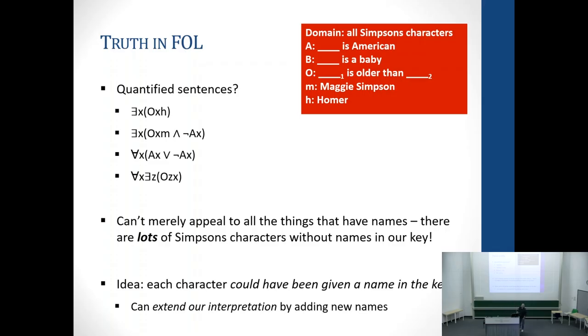And how about our third one? Our third one tells us everything in the domain is either in the extension of A or it's not. And that's just going to be true. No matter what you pick, it's either going to be an American or it'll be something else. Even the space aliens. And finally, our last sentence. What does our last sentence say?